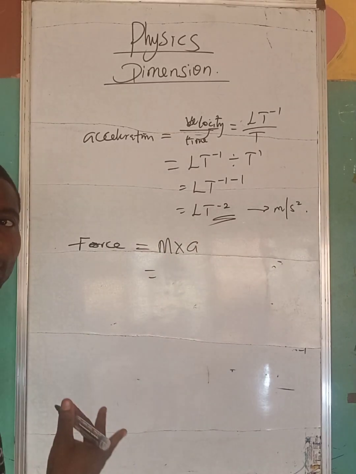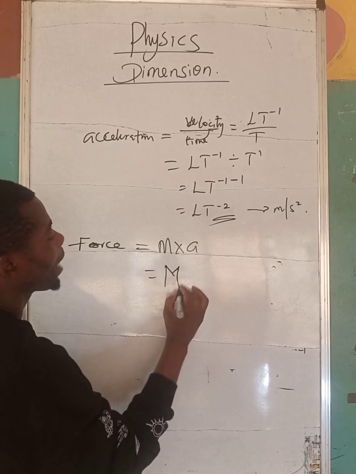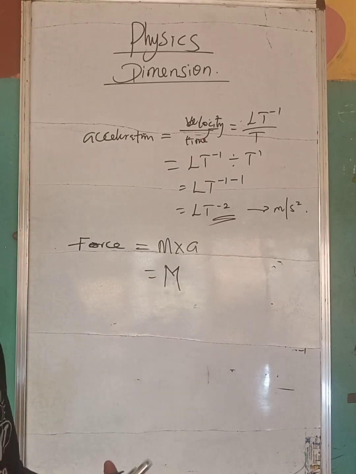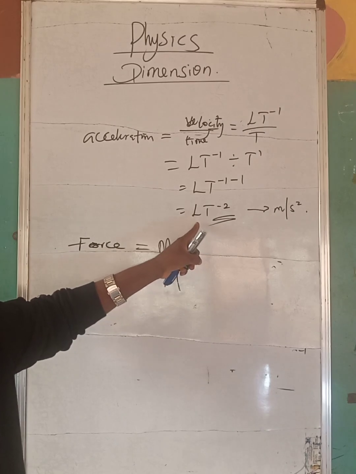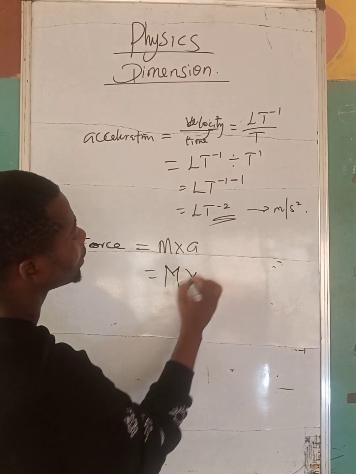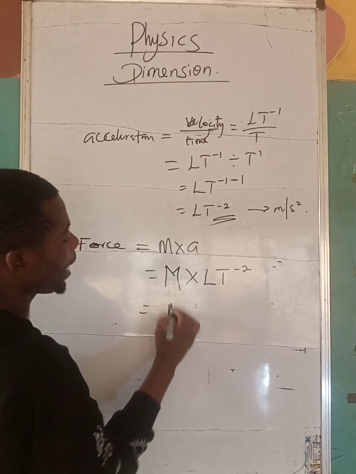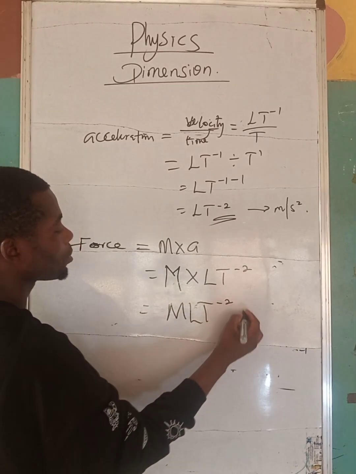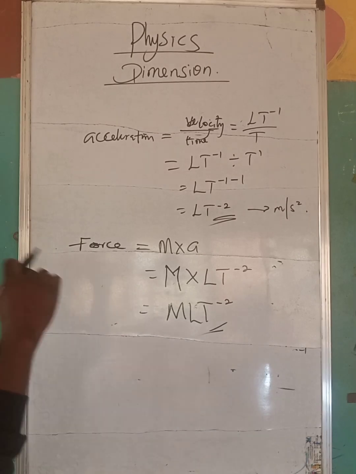Can you see mass in fundamental? Basically, yes. That means the dimension of mass is M. Now, can you see acceleration there? The answer is no. But you've calculated the acceleration dimensionally to be L T^-2, right? This one will now be M L T^-2. So, this is the answer. Do you understand that?